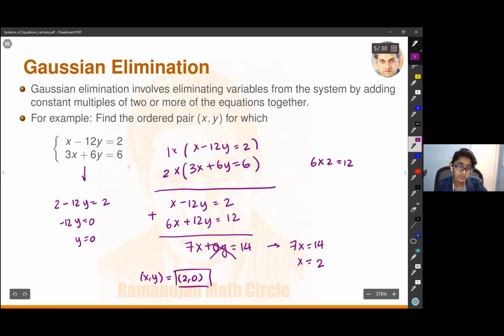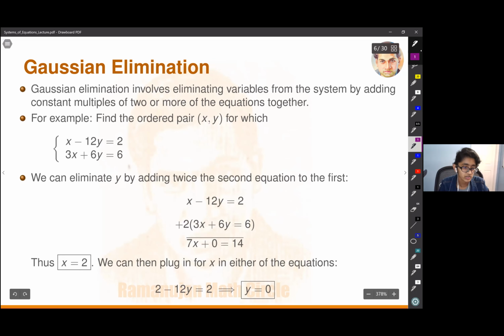And in essence, what you're doing is trying to find a way to kill off one variable by multiplying the equations by a certain number. And now with the more formal solution right here, which is basically what we did, we found out the values of the variables, and we have our answer. So that's about Gaussian elimination.